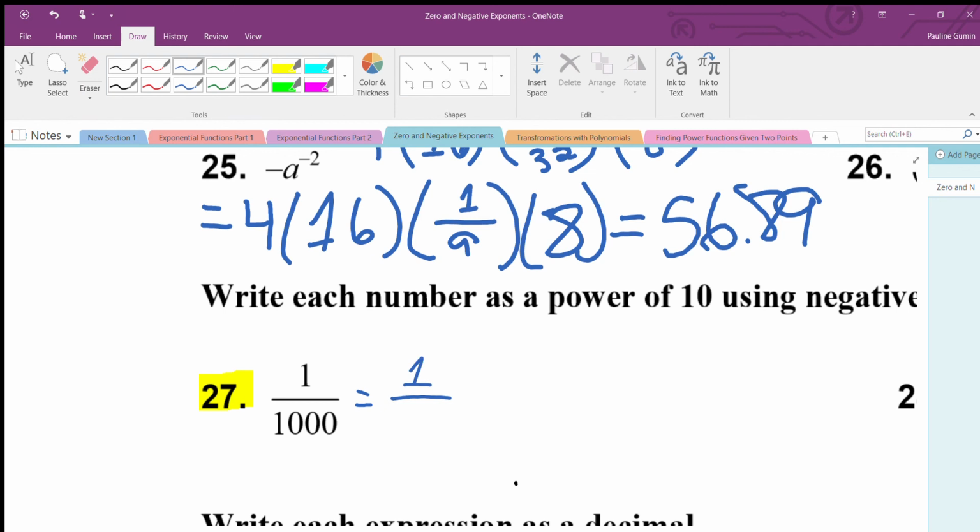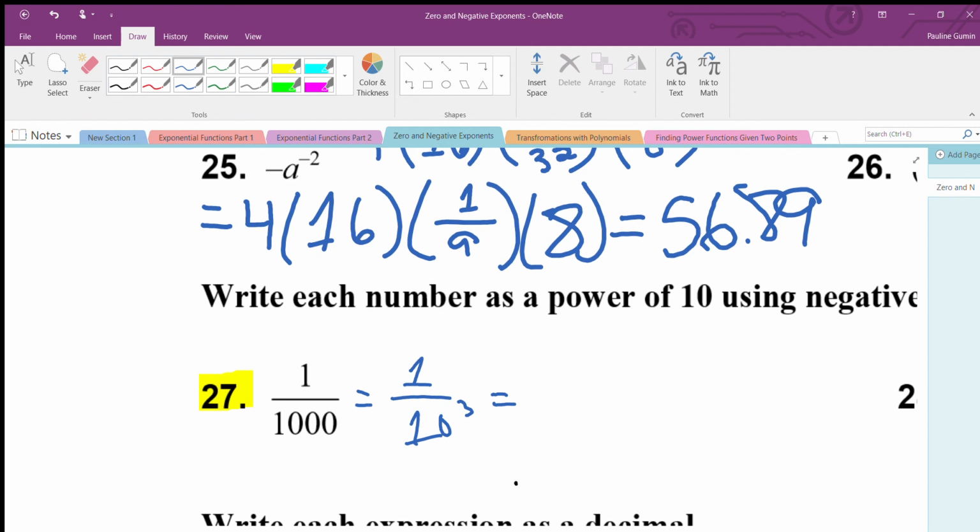All right. I can write 1,000 as 10 to the power of 3. And it's really easy with the tens. All you have to do is count the amount of zeros you have. So when you have 1,000, that's 3 zeros, so that's 10 to the third. Okay, so I wrote 1 over 1,000 as 1 over 10 to the third. That's a positive 3 because it belongs in the bottom.